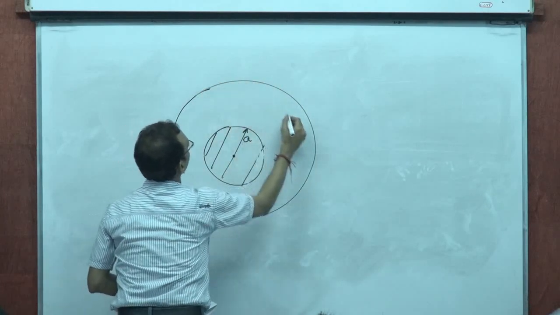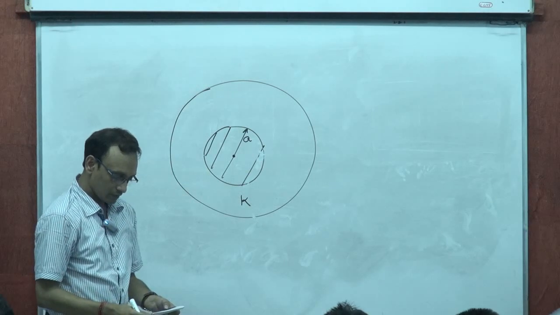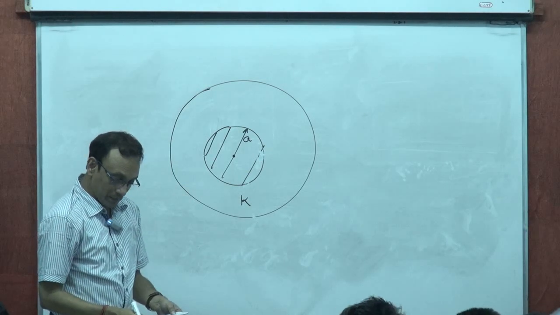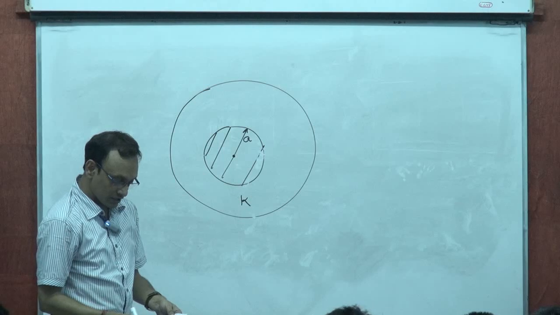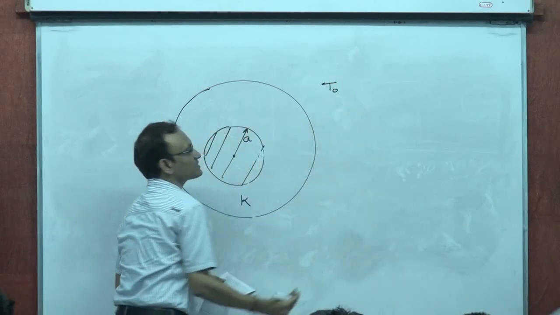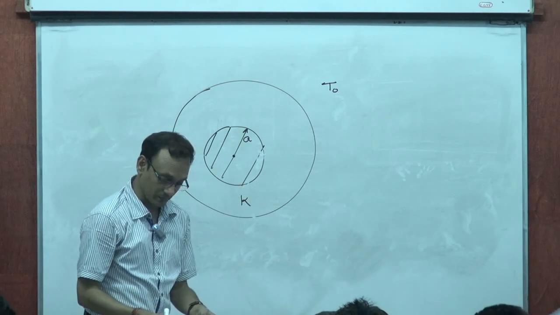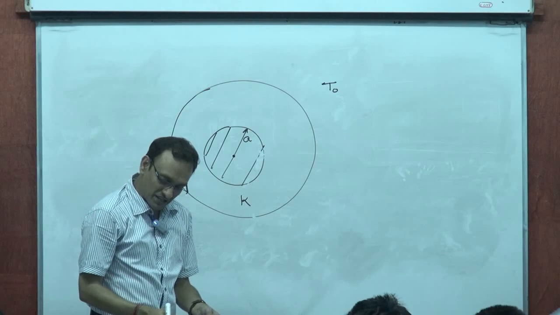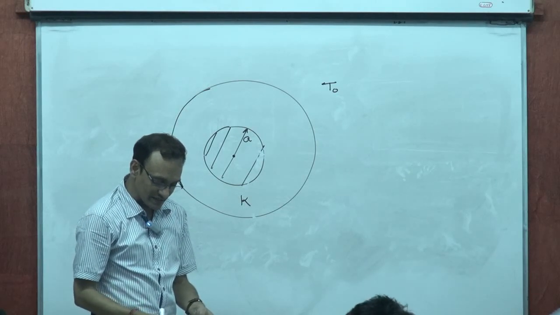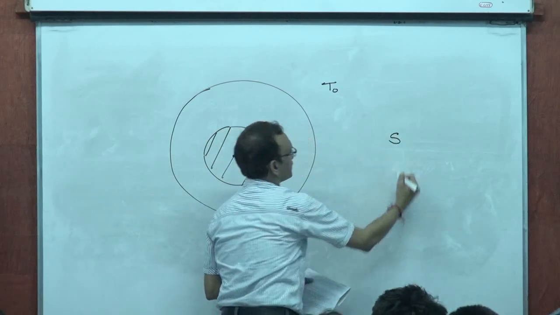of thermal conductivity K, where the temperature of the surrounding space is T naught, much higher than the temperature of the cylinder. That's given. If the heat capacity per unit volume of the cylinder is S.